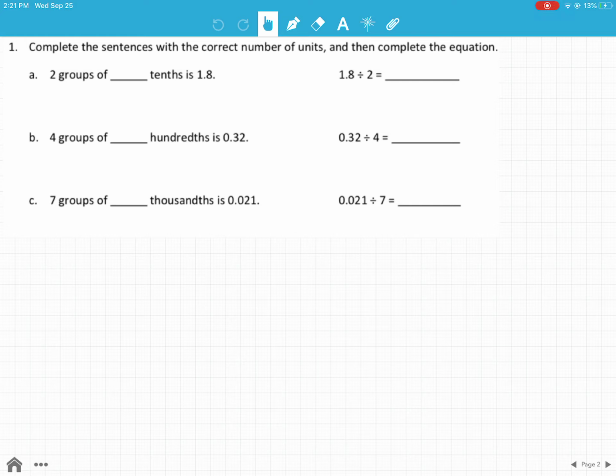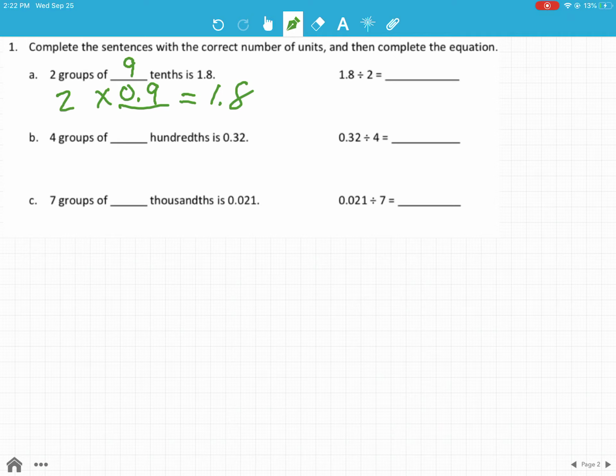All right. So what they basically want you to see is that if you have a 2 here, two groups of something is equal to 1 8/10. If you look at that carefully, you'll see that there is an 18 and a 2. And hopefully you know 2 times 9 is 18. So this would be two groups of 9/10, which would look like this.